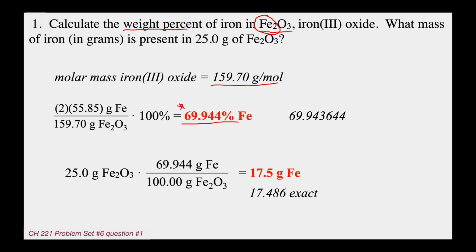In 100 grams of Fe2O3, you have 69.944 grams of iron. That's again straight from this percentage. Multiply these two together, 17.525 grams of iron can be found in 25.0 grams of iron(III) oxide. But the important part, once again: molar mass on the bottom, amount of what you're looking for on the top, times 100%. That's going to allow you to find the mass percent or weight percent of the element in the compound.